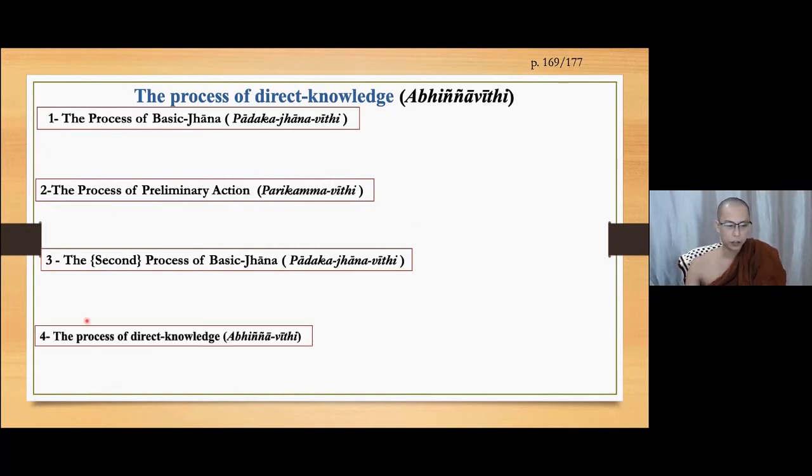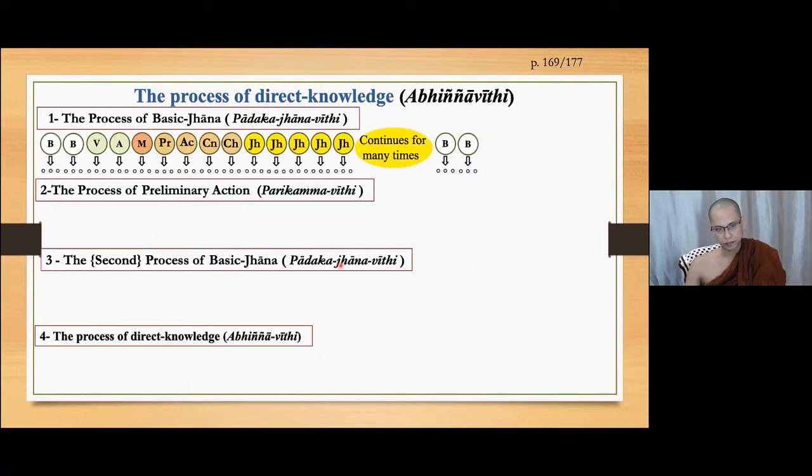Then the fourth one is the process of direct knowledge, here abhinya. So regarding the process of abhinya, we can understand in this way. The first one is the process of basic jhana, the abhinya padaka jhana vithi. Although it is named so, it is just the cognitive process of attainment jhana, but this must be the fifth jhana. The former jhanas cannot support the abhinya, cannot relate to the abhinya directly. That is why only the fifth jhana can be the basis of the abhinya.